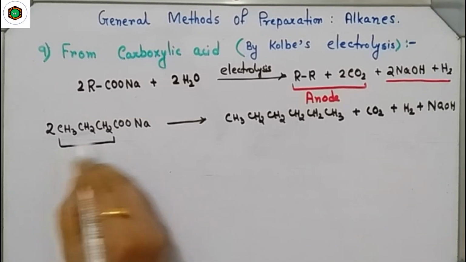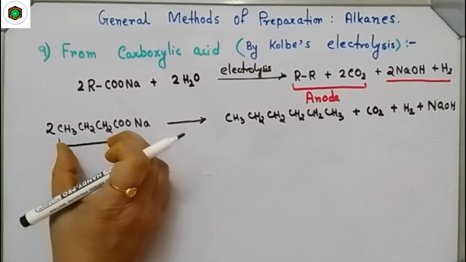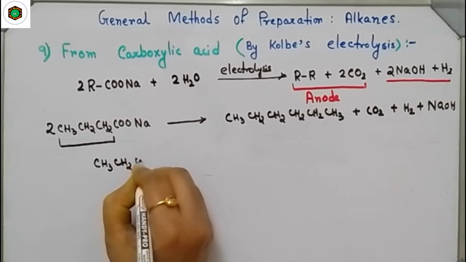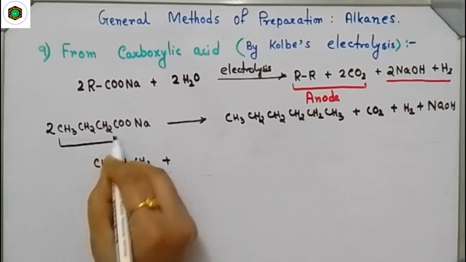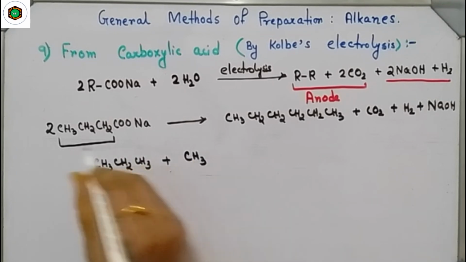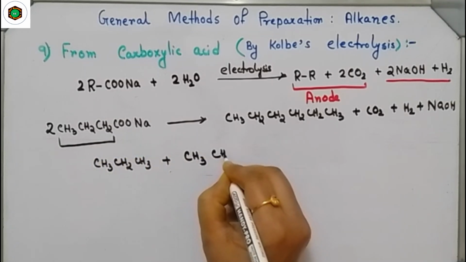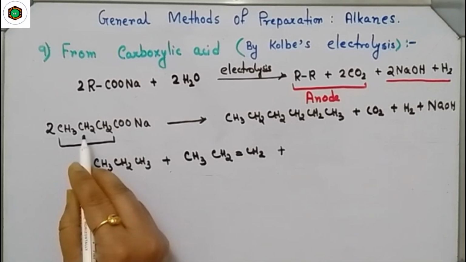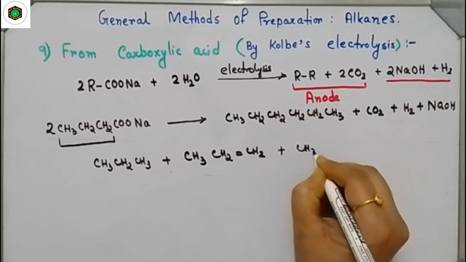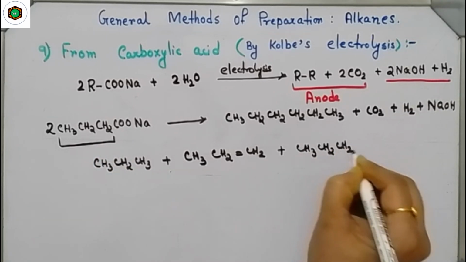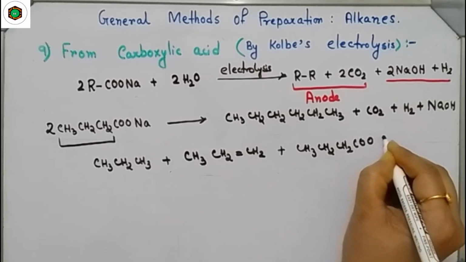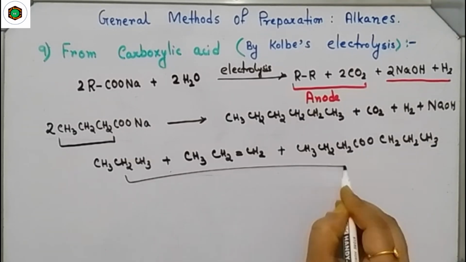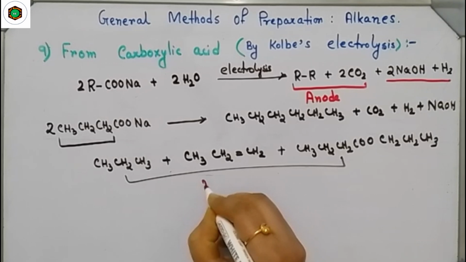And the minor products, how can we write them? From this part, form the alkane CH3, CH2, CH3, propane, plus propene; from this part make the alkene, propene, plus CH3, CH2, CH2, COO, CH2, CH2, CH3, this ester. So these three products are in minor amount.